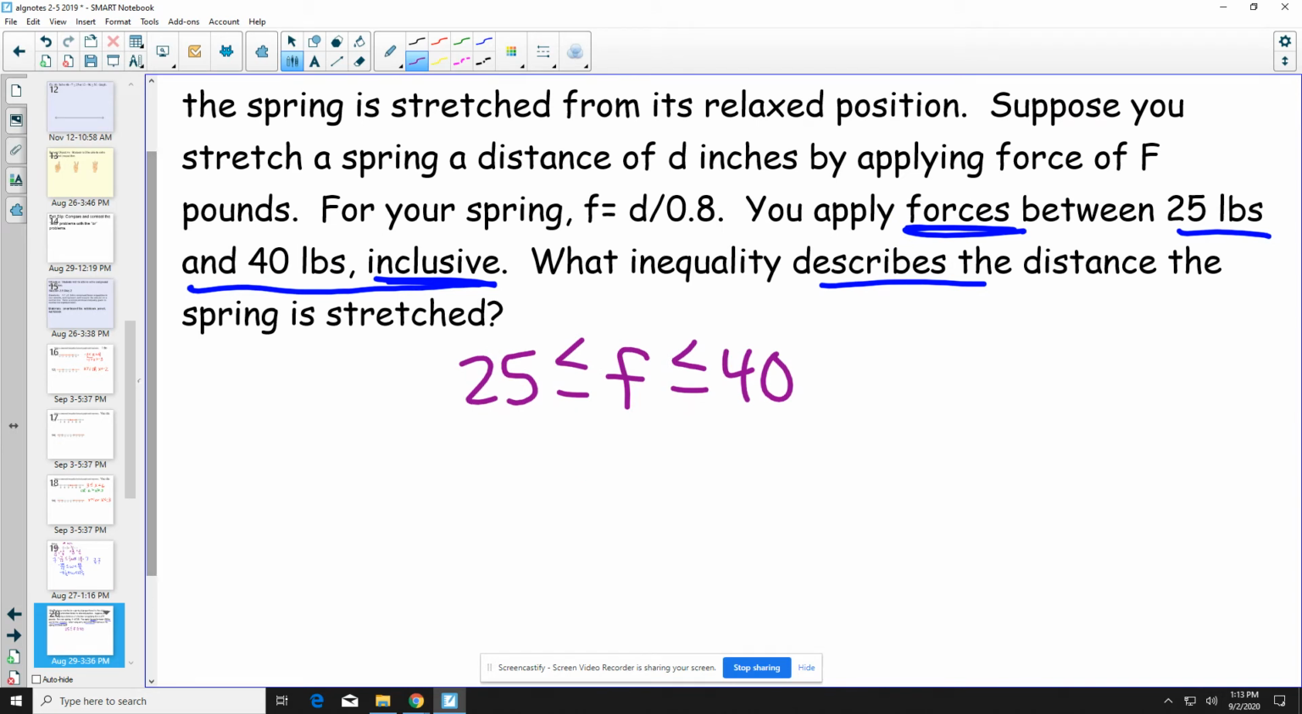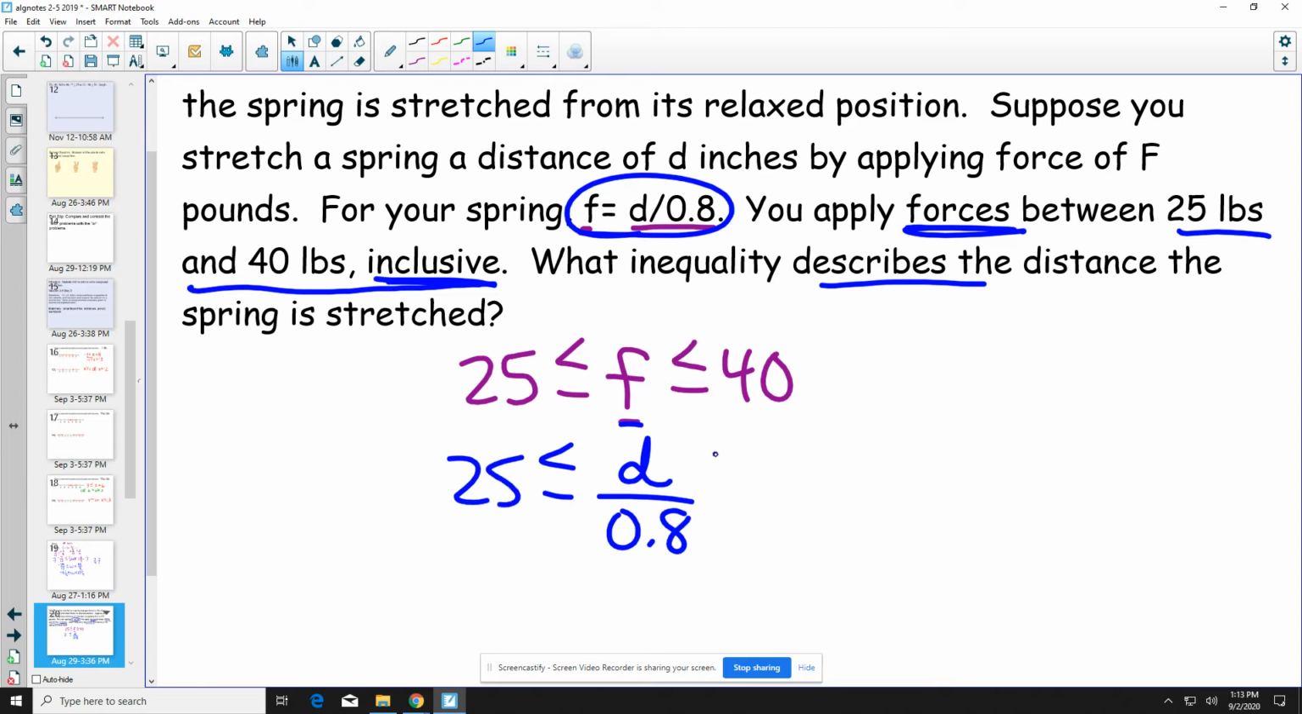But the question wants to know what inequality describes the distance. Well, the force is the same as the distance divided by 0.8. This force right here is the same as the distance divided by 0.8. So what I'm doing is I'm just substituting in d over 0.8 for the force, because it's telling me in this equation the force is the same as the distance divided by 0.8. Okay, and then I'm going to solve this inequality for d.